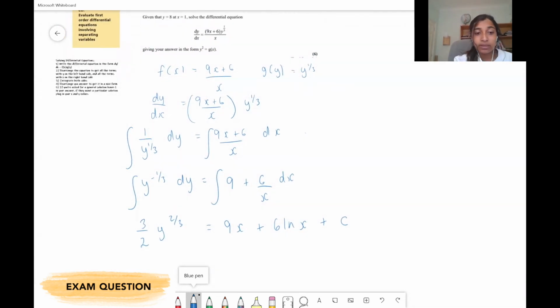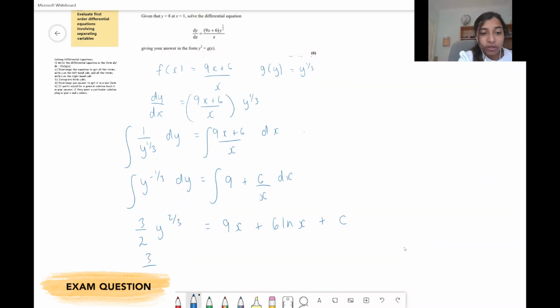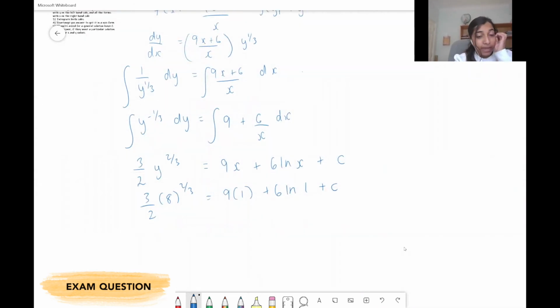So now we can plug in our y and x values to find out what our c would be. 3 over 2 times 8 to the power of 2 over 3 is equal to 9 times 1 plus 6 ln 1 plus c. 8 to the power of 2 over 3 is 4, so 3 over 2 times 4 gives 6, which is equal to 9 plus 6 ln 1, and ln 1 is just 0, so 9 plus c. So that means our c is equal to minus 3.